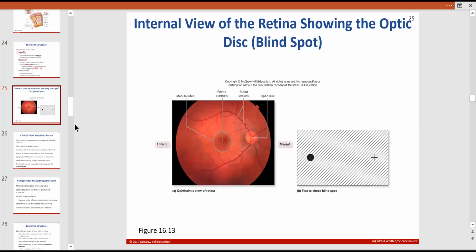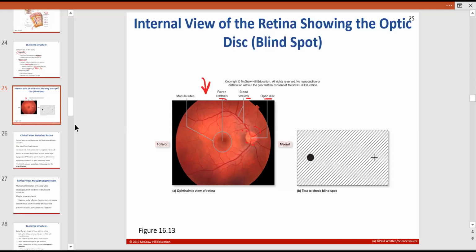Here's the blind spot. This is really cool. This picture is what your doctor will see when looking into your eye with an ophthalmoscope or a fundoscope. You're actually looking at the retina. You can see the blind spot here, and that's the optic disc. You can see blood vessels. You can see that little depression there. That's the macula lutea, right? And inside the macula lutea is the fovea centralis. This is a perfect view.